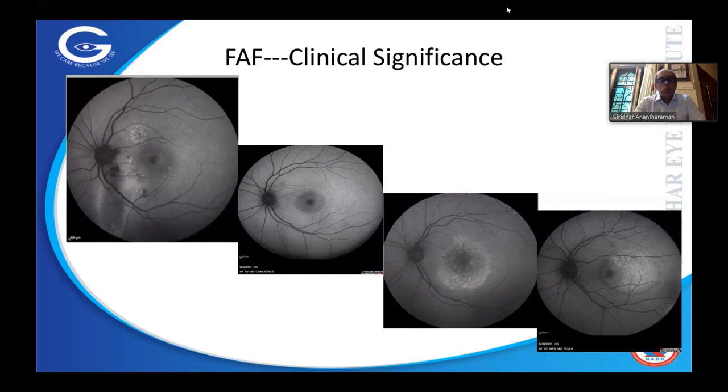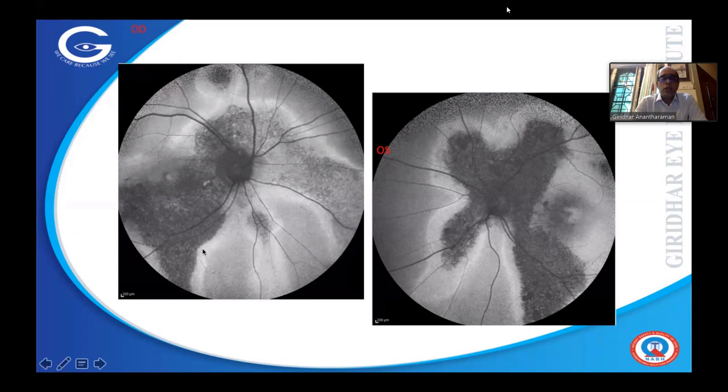Another important feature is the presence of RP tracts, like you can see here. Sometimes you may get a patient with a recent history of CSCR, but when you do the OCT, you see some tract. It may not be this prominent, but the presence of an RP tract is only because of the gravitation of the fluid. And this again is an indication of the chronicity of the disease.